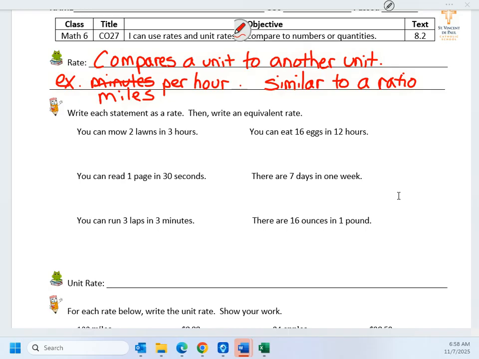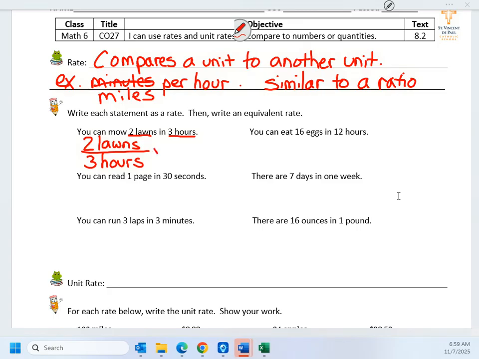So you can mow 2 lawns in 3 hours. So we're going to write that so it looks like the fraction like we had with our ratio. We've got 2 lawns. The first one you always put on top, second one you're going to put on bottom, and yes, we put our labels. It is important to know which number is the lawns and which number is the hours. So 2 lawns for every 3 hours.